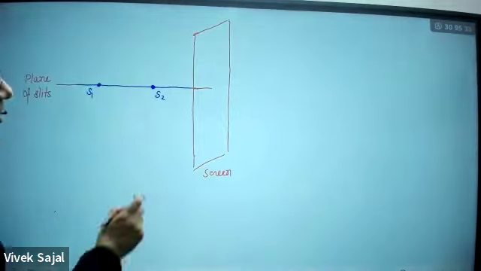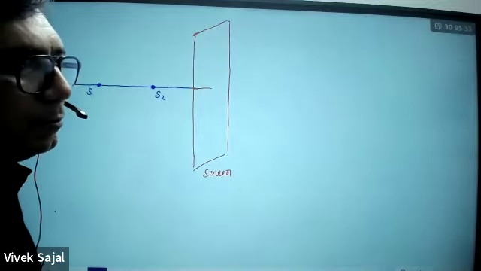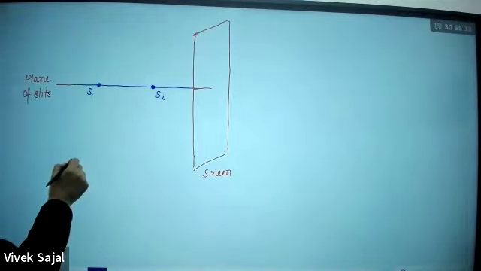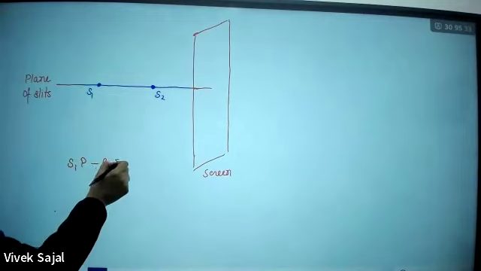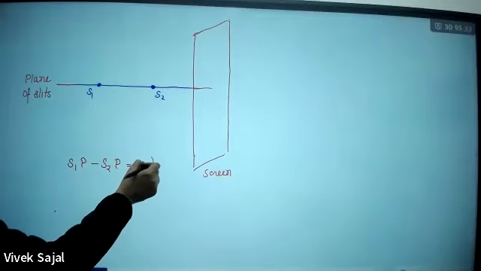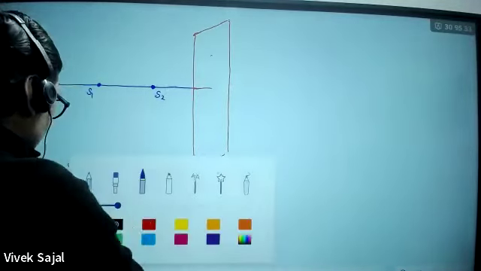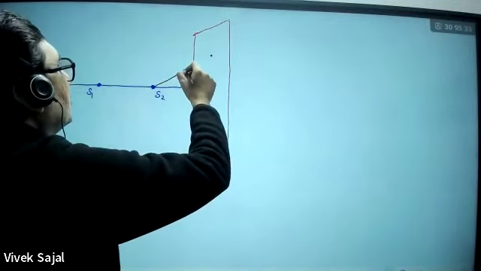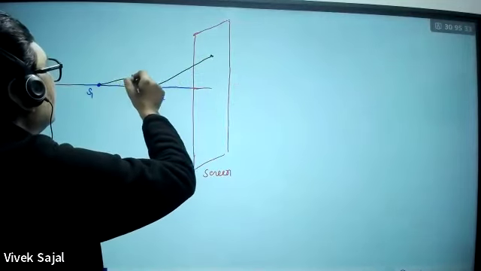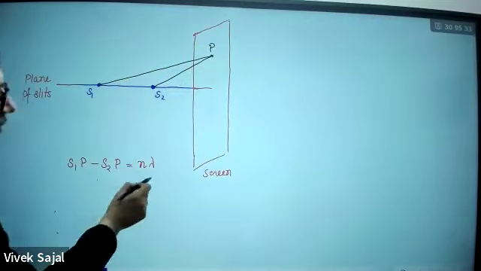Fringes will be circles. The reason is, try to understand where you are going to get maxima. Suppose nth order maxima you are talking about. What is the condition of nth order maxima? That will be S1P minus S2P, where P is the point for the nth order maxima, and this should be equal to n lambda. So this will be a constant number. Suppose this is a point P where this condition is satisfied. This is S2P. This is S1P. This is one of the points where this condition is satisfied.